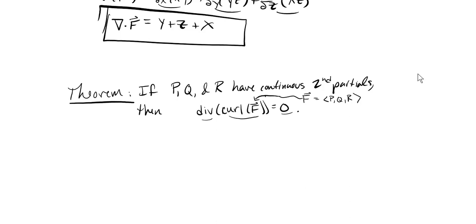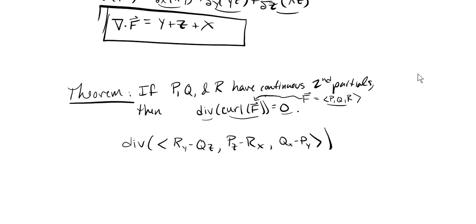This is extremely simple to prove, right? So say you've got the curl of F. Let's remember what the formula for the curl of F is. It is the curl of this field PQR, this vector: Ry minus Qz, Pz minus Rx, Qx minus Py.